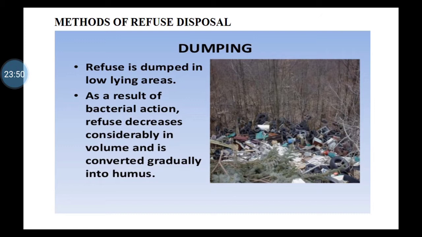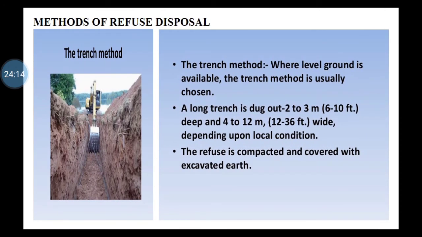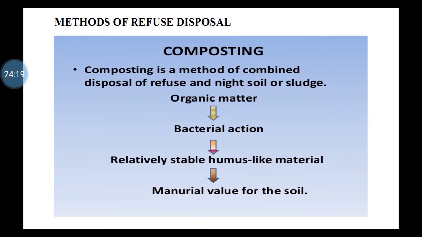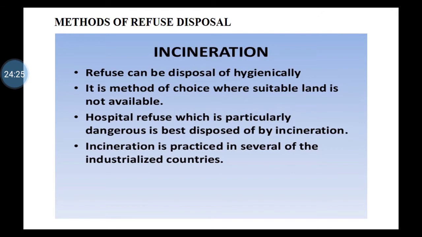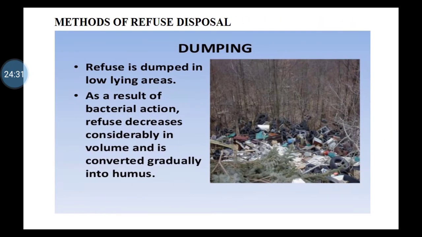This question is very important, and it is asked repeatedly: what are the different methods of disposal of refuse? Five important methods are there. You must know the names first. First is dumping. Then controlled tipping is the second one. Then burial is the third one. Composting is the fourth one, that is mechanical. And then incineration, that is burning. So these five methods we are going to discuss now.